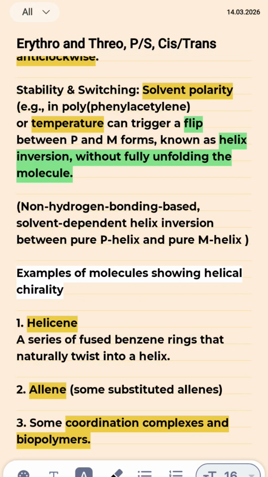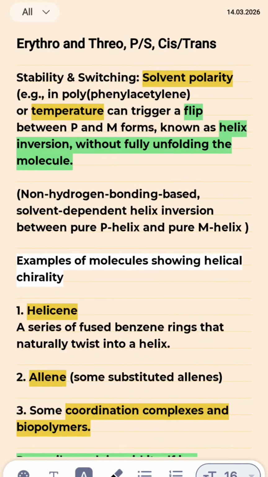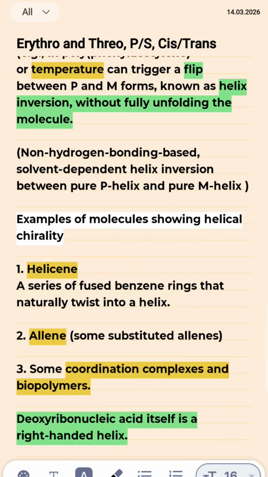Solvent polarity and temperature, these two factors can actually cause a flip between the two forms, P form and M form. This is known as helix inversion, because an inversion of the stereochemistry of the molecule occurs from the P form to the M form, or M form to the P form, without fully unfolding the molecule. The helix gets inverted, but the molecule doesn't get totally unfolded. This type of interaction is a non-hydrogen bonded interaction.